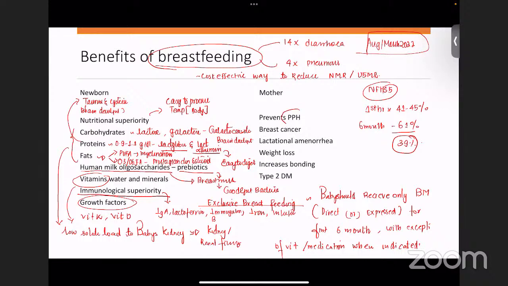What about the mother? It causes involution of the uterus, so it prevents postpartum hemorrhage, it prevents breast cancers, causes lactational amenorrhea, so it helps in family planning also, it causes weight loss, it increases bonding, and it also prevents type 2 diabetes in the mother.